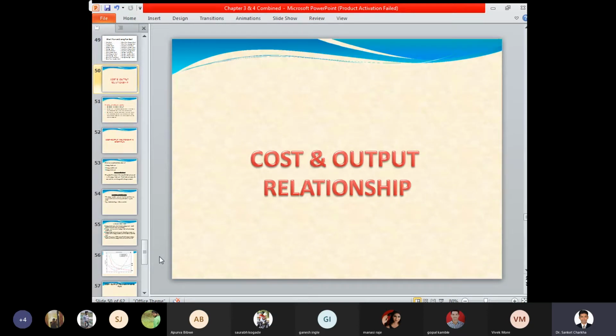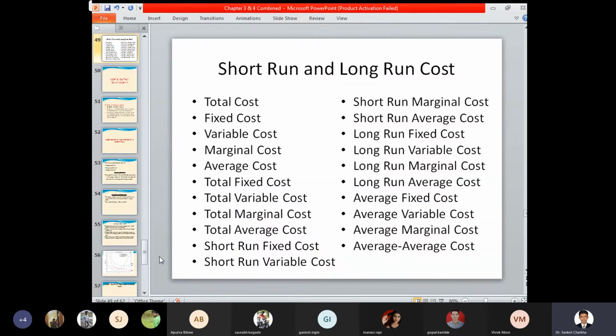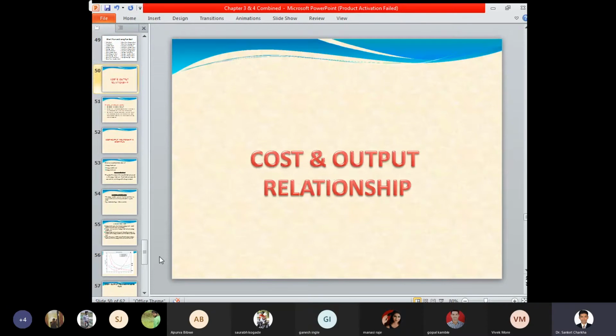Now, in terms of the cost and output relationship, we have already covered what is the concept of cost, what are the various costs that have been there into existence, and these are the different types of cost you can see on screen with respect to total cost, fixed cost, variable cost, marginal cost, and average cost. Again, it has been further divided in respect to fixed, variable, marginal, and average, and again a subdivision of fixed, variable, marginal, and average into short run cost, long run cost, and average cost.